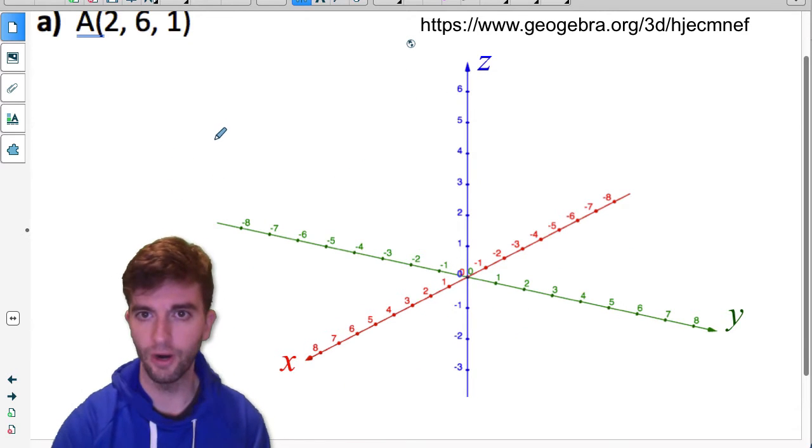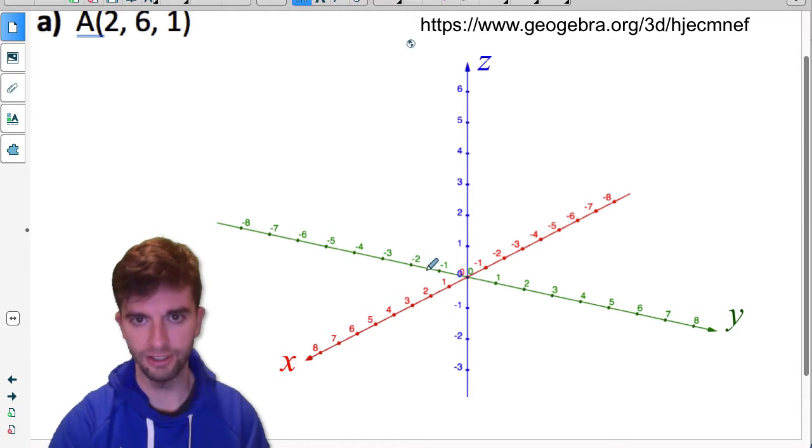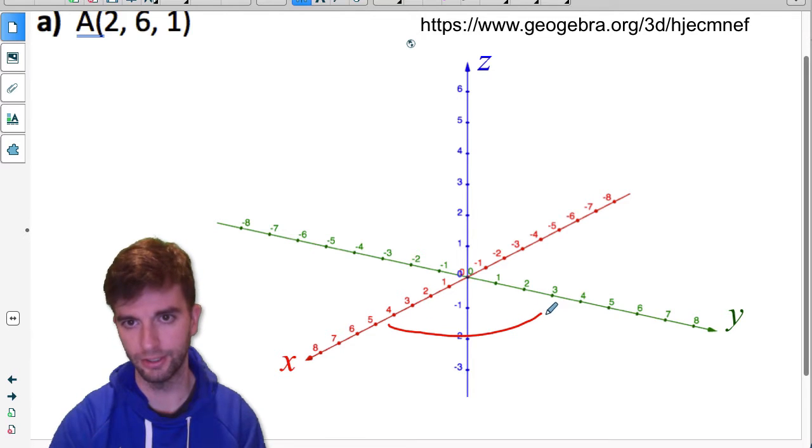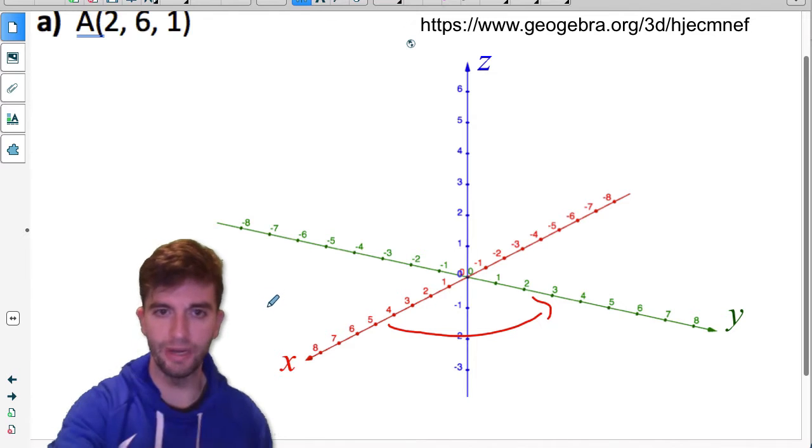So I've drawn the grid for us. If this is our positive z-axis, and this is the positive x-axis, this would have to be positive y, because if I rotated this one 90 degrees counterclockwise, it would be coincident with that axis. So that's the right-hand system.